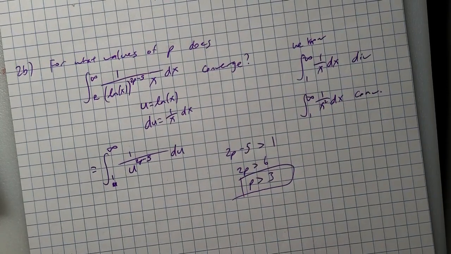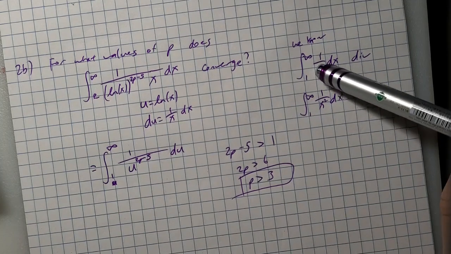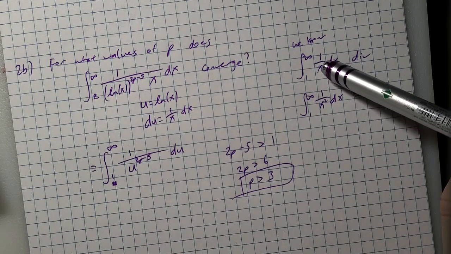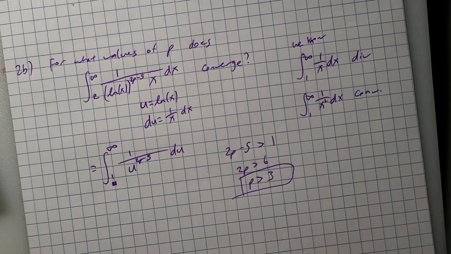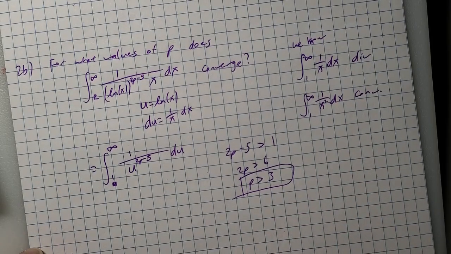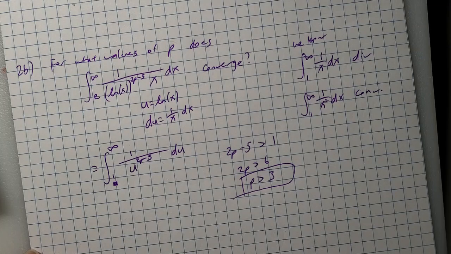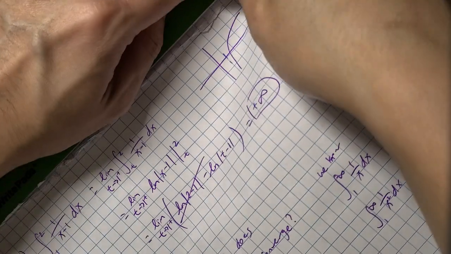That's our answer. Okay? So you should remember that 1 over x dx diverges, and any degree bigger than 1 for this x, for example, x squared, that works. That converges, okay? So that's how we solve this problem. Okay, next.